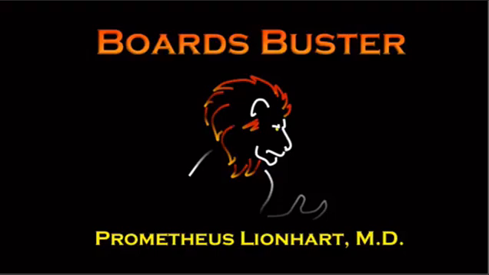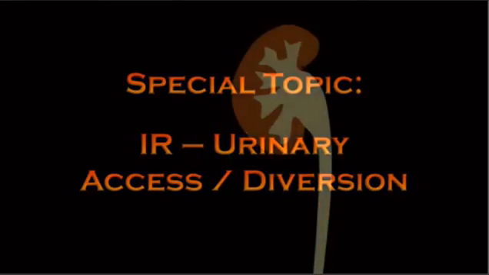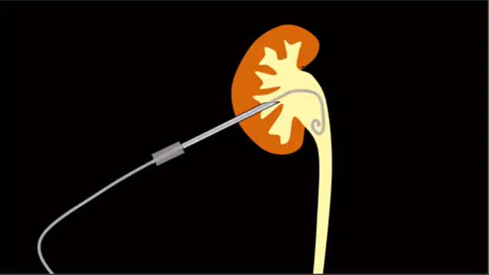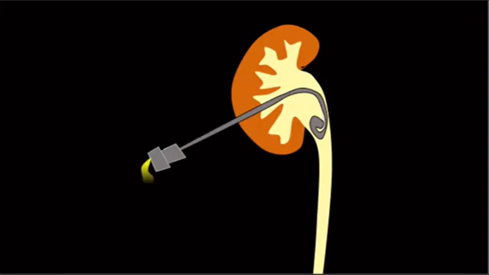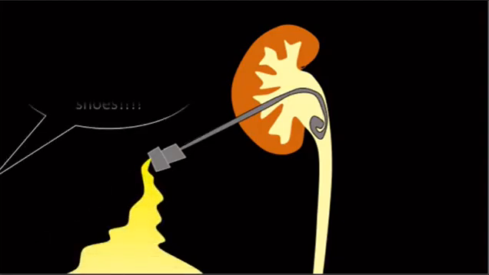Okay guys, so this is just going to be a short special topic on urinary access, urinary diversion. So this is sort of what we're talking about here. We've got a kidney, hopefully that's got a dilated system in it. Stick it under ultrasound if you can, and put a wire into it, and then move over to fluoro and exchange with a catheter put in there, and then usually something like this happens.